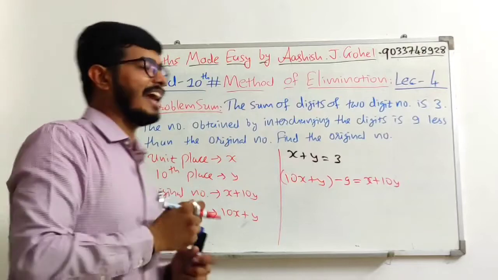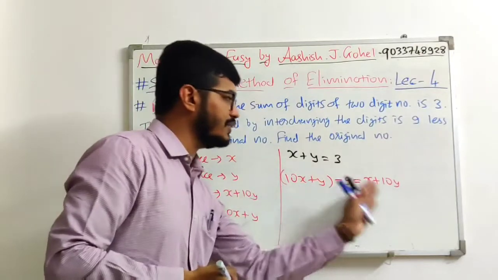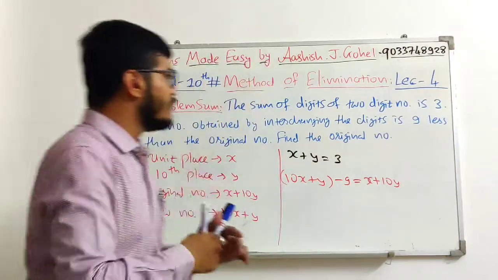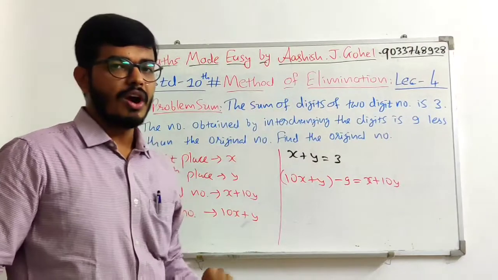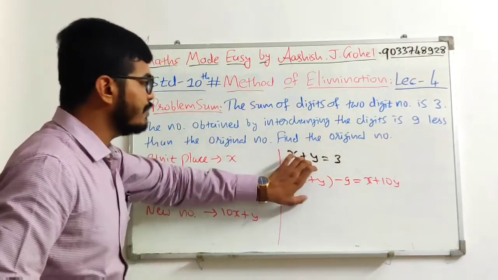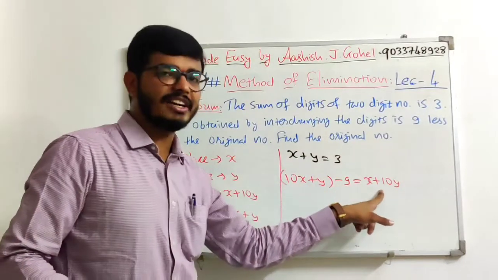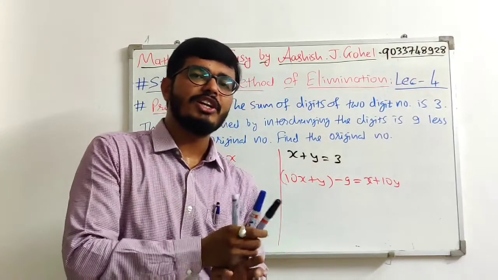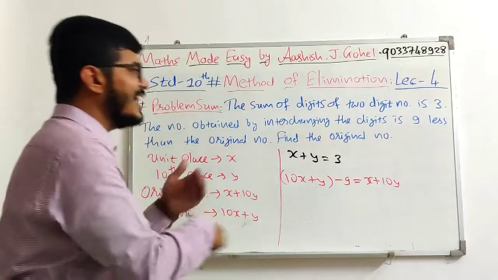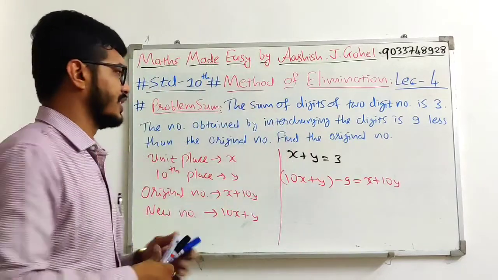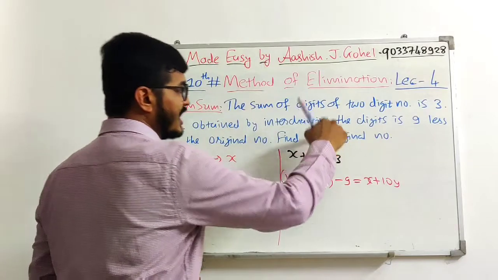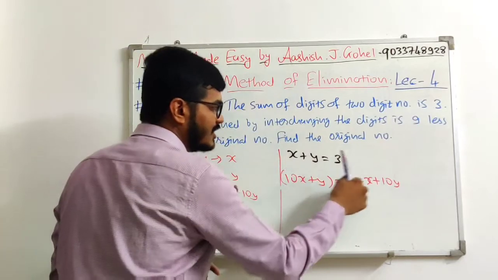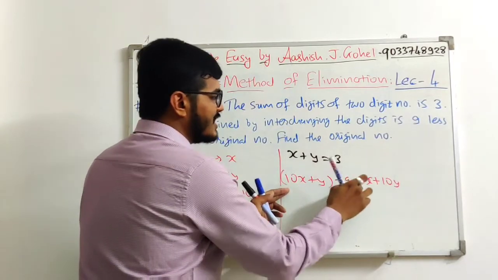Okay. Now how do we get the idea of from which side we need to subtract 9? So for that purpose, do remember one thing: which number is greater? Obviously, if this number is minus 9, then this number will be greater. So whatever smaller number is there, in that smaller number you need to do something, either addition or subtraction, according to the given question. So the number obtained by interchanging the digits is 9 less than the original number. So this number is 9 less than the original number. So this number minus 9 is equal to the original number.